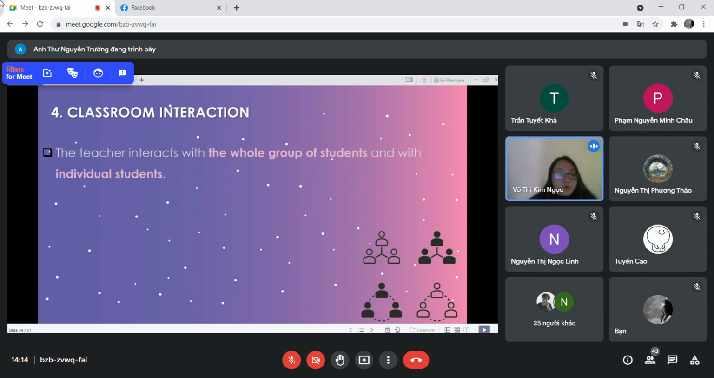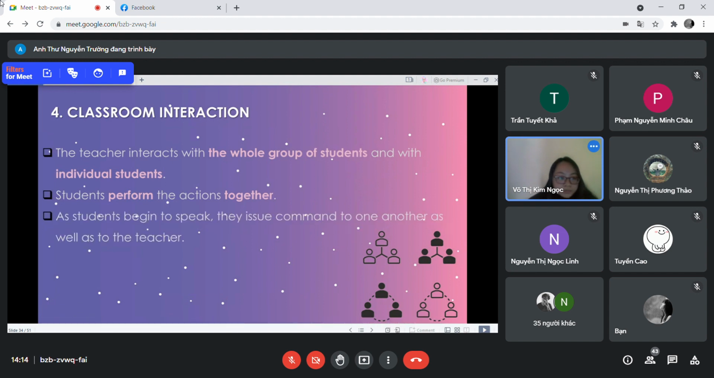The teacher interacts with the whole group of students and with individual students. Initially, the interaction is characterized by the teacher speaking and the students responding nonverbally. After that, the students become more verbal and the teacher responds nonverbally. The students perform the actions together, and they can learn by observing each other. And when students begin to speak, they issue commands to one another as well as the teacher, which means at that point there is a role reversal. The student will become a director. Move on to the next part.